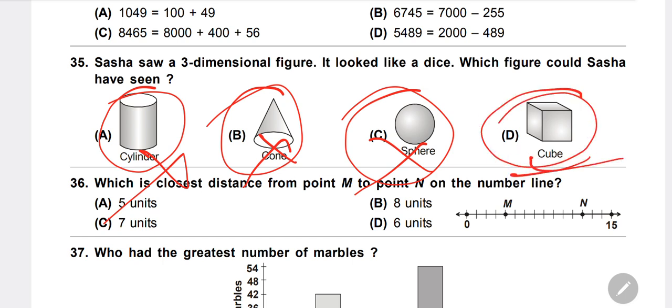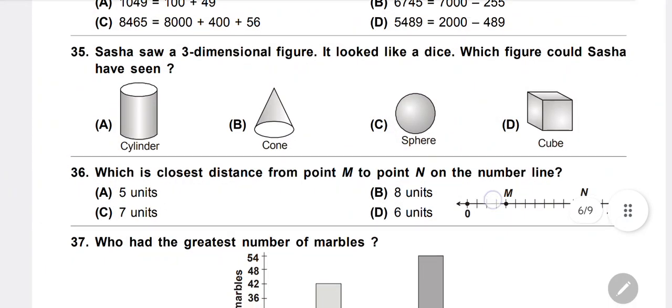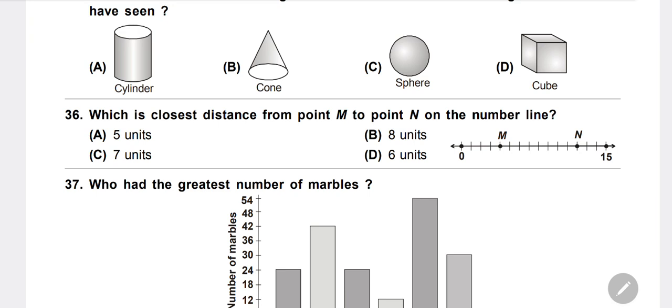So our answer is this one, D, cube. Next question, my dear. Which is the closest distance from M to point N on the number line?